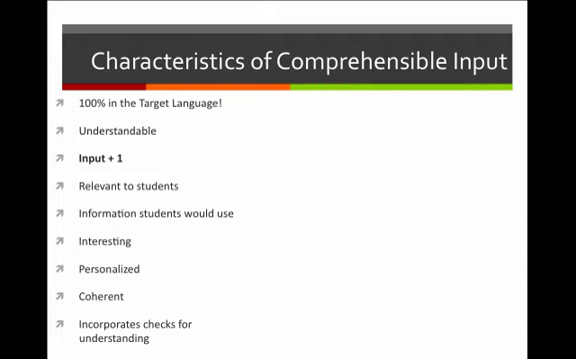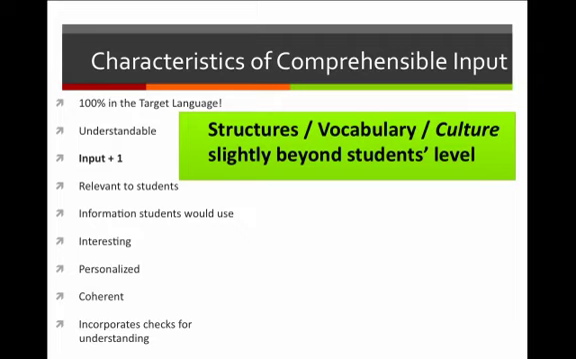The third characteristic of comprehensible input is that it needs to be input plus 1. In other words, the new concept, whether it be a new structure, set of vocabulary words, or cultural element, needs to be slightly beyond the student's current level. For example, let's say in a level 1 class, stage 1, students already have become familiar with the structures I like, I do not like, do you like? Now, you want to input something new for them. So comprehensible input plus 1.